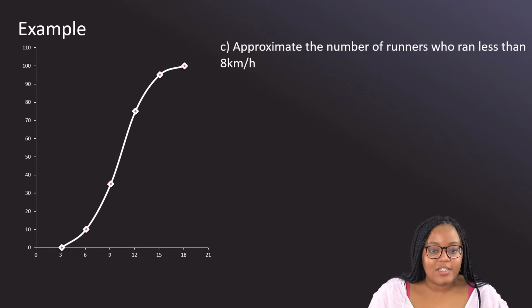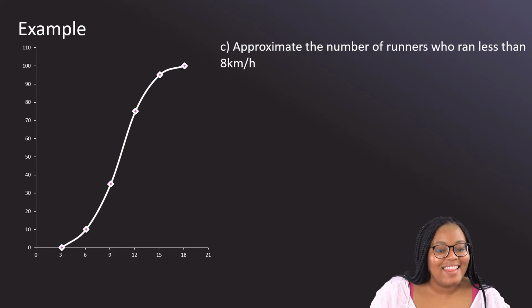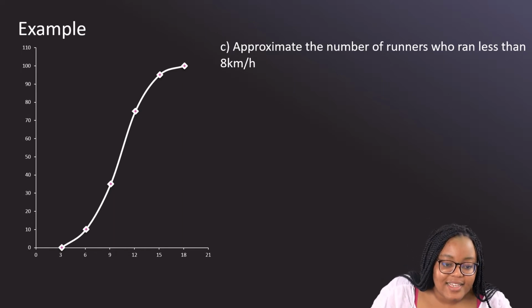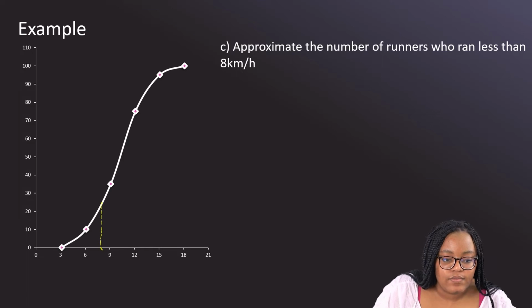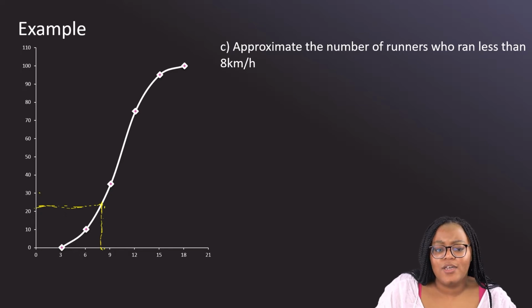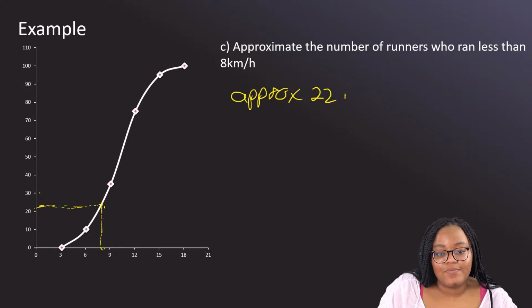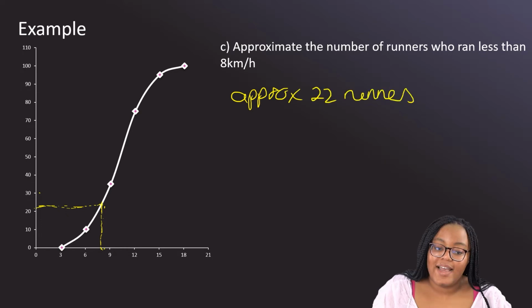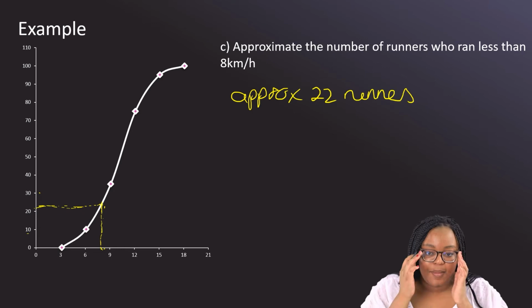Now we've been asked to approximate the number of runners who ran less than 8 kilometers per hour. So we're going to read off of our x-axis where approximately 8 kilometers an hour would be, and find the corresponding y value. And that's going to be somewhere between 20 and 30, at about 22. So approximately 22 runners ran at less than 8 kilometers per hour.